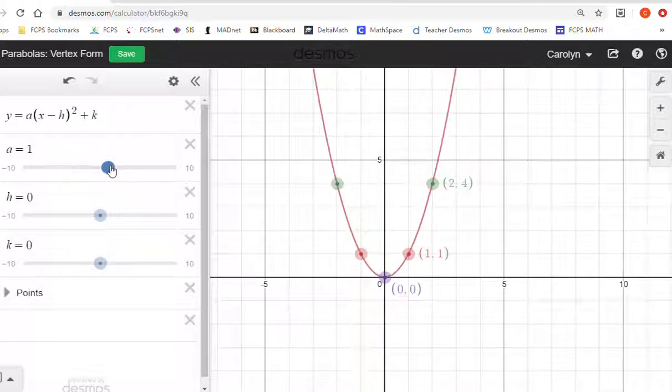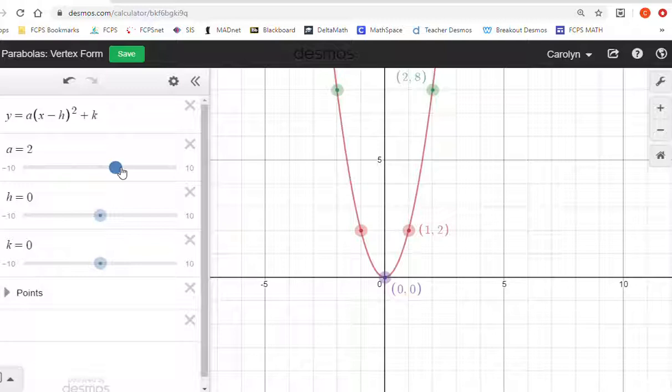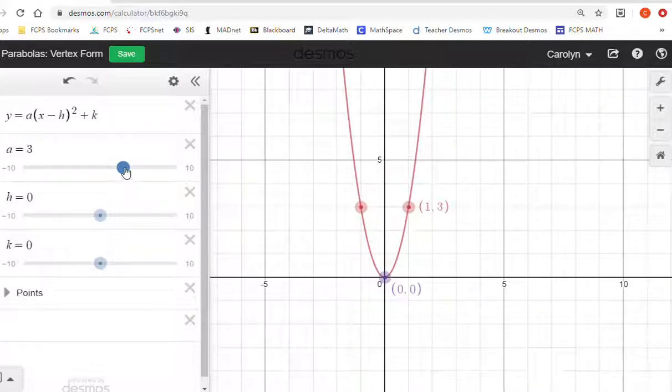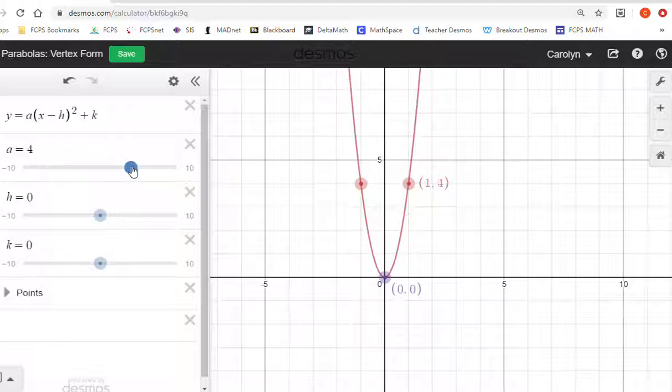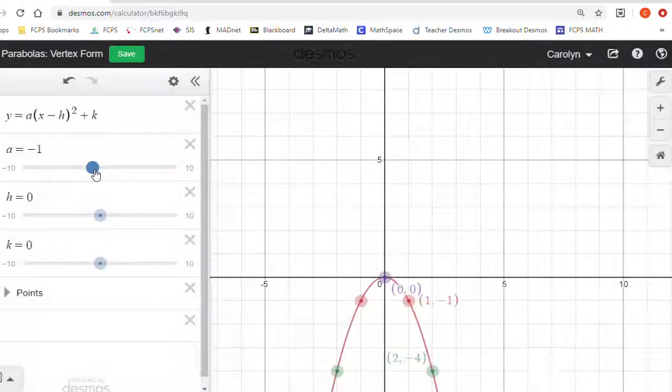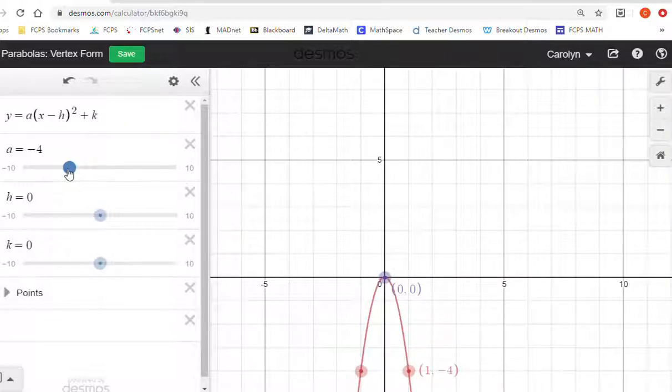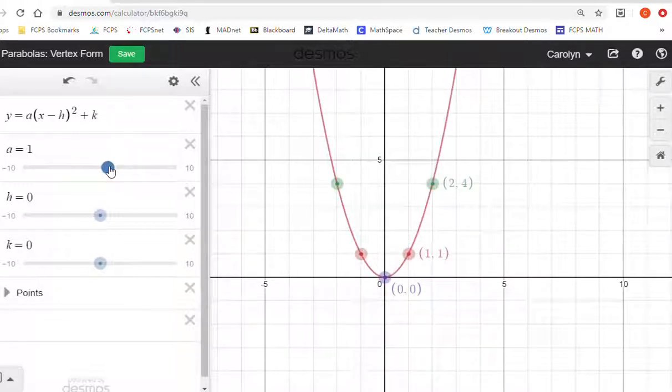Okay, I'm going to go back. Think about what A would do when you learn to graph transformations the very first time. Right now I'm changing A by integers. They can change by anything. Notice that this is not a linear graph, so slope does not apply. There's a negative A. Let's go back to 1. Okay.